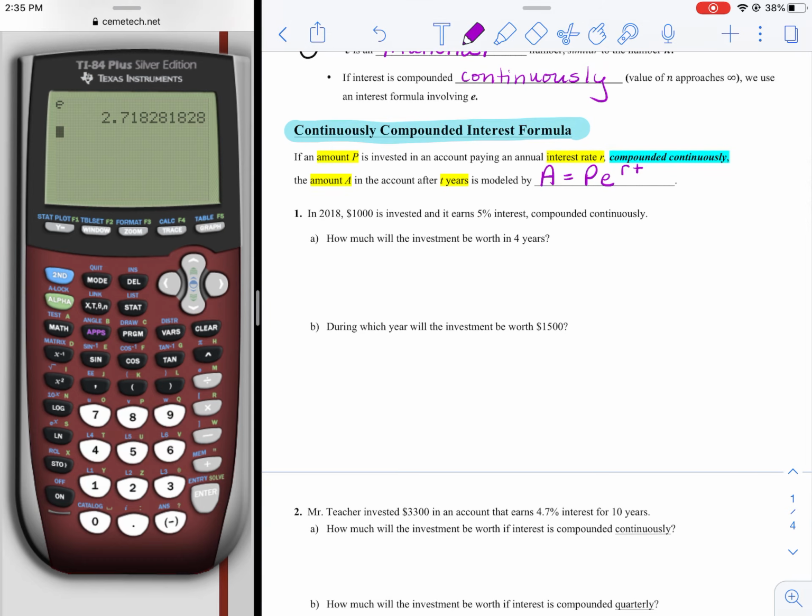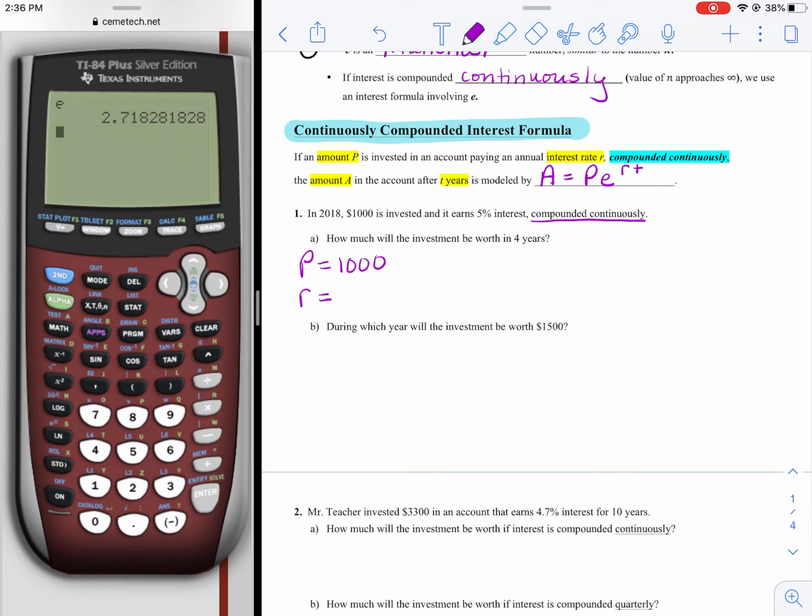All right, so let's take a look at a couple problems. In 2018, $1,000 is invested, and it earns 5% interest compounded continuously. So there's your keyword. That's how you know you're using the PERT formula. How much will the investment be worth in 4 years? All right, so we know that P is 1,000.